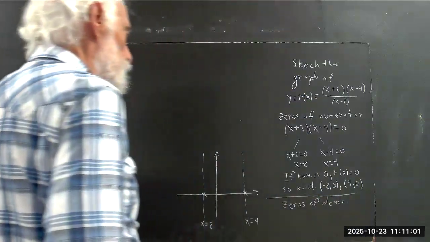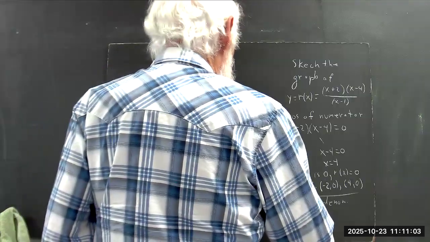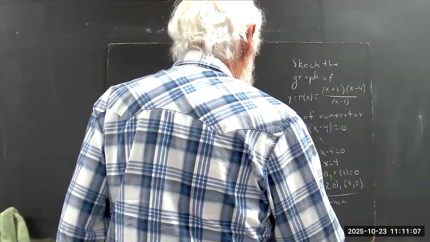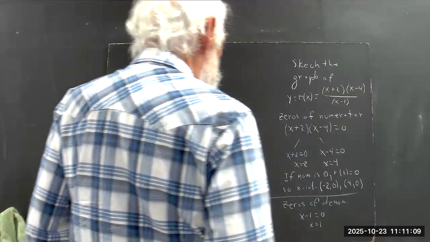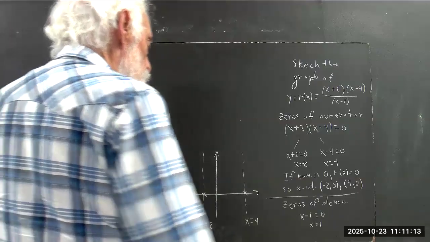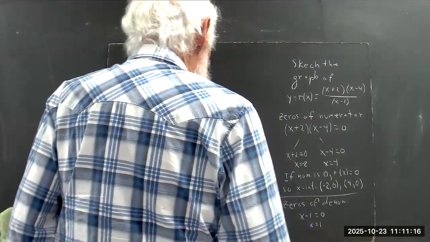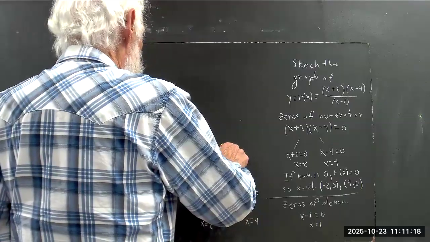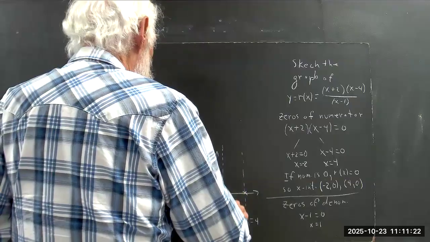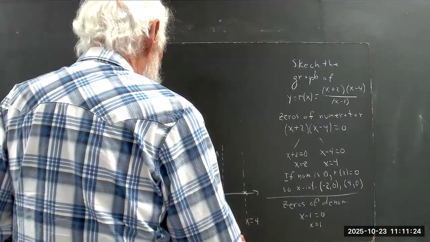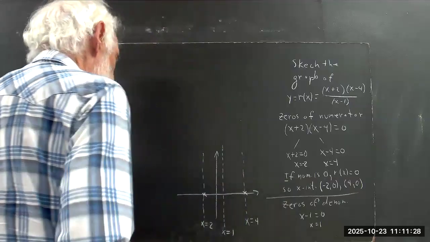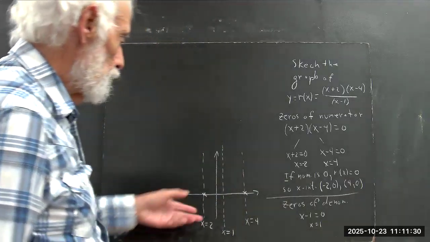We get the zeros of the denominator. So we're going to write out x minus 1 equals 0, x equals 1. And that's going to be a vertical intercept. Not a vertical intercept, I'm sorry. It's a vertical asymptote. Used the wrong word.